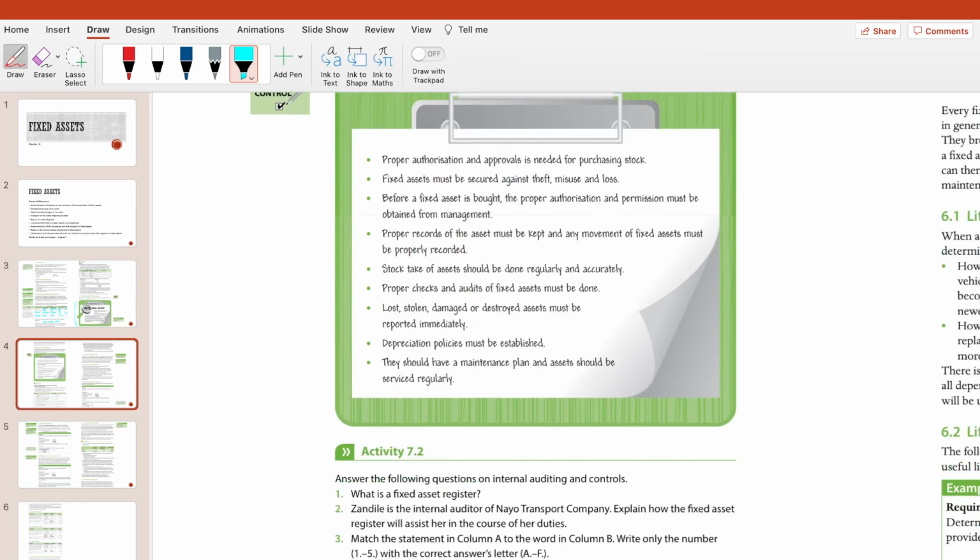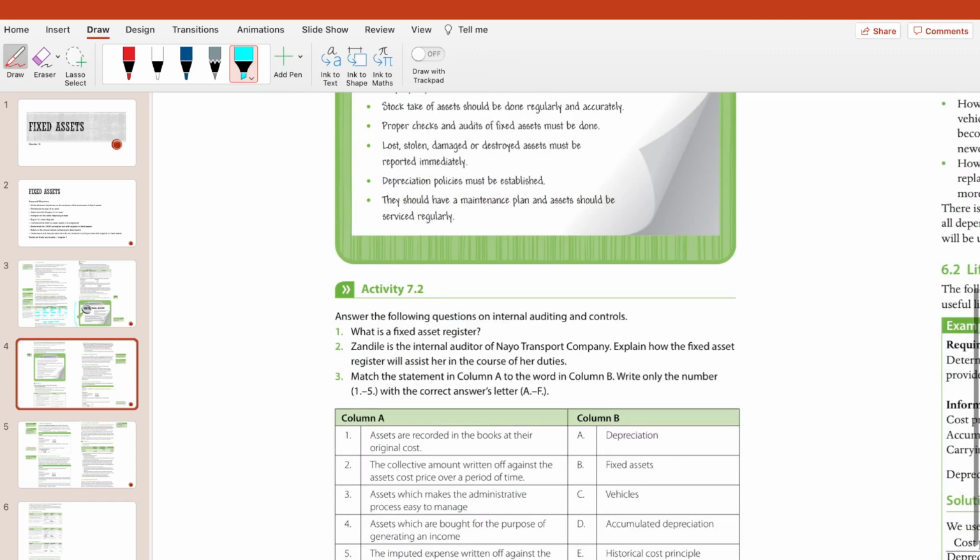Before a fixed asset is bought, proper authorization and permission must be obtained. A proper record of the asset must be kept. Stock take of the assets should be done regularly. Proper checks and audits of fixed assets must be done. Stolen, lost, damaged or destroyed assets must be reported immediately. Depreciation policies must be established, and there should be a maintenance plan on the assets.